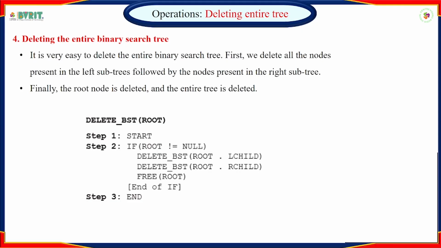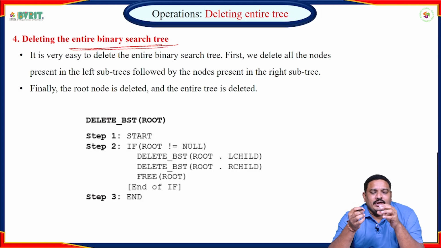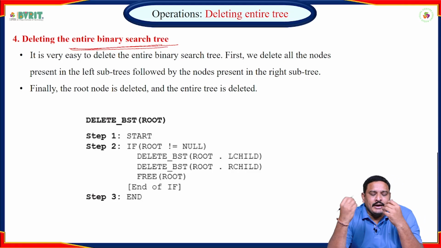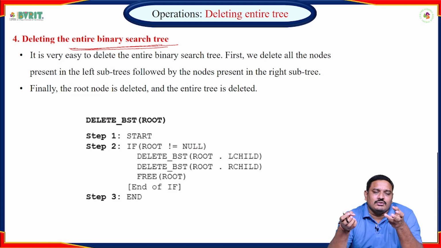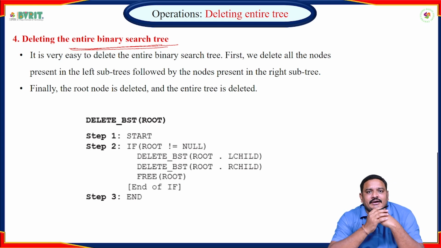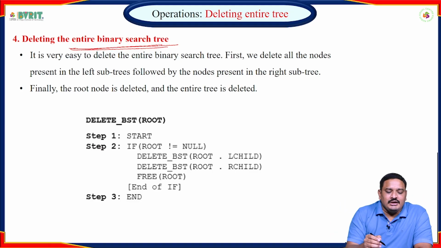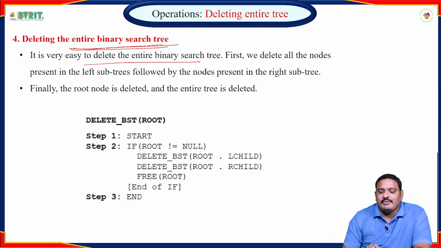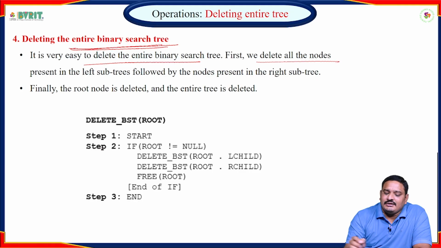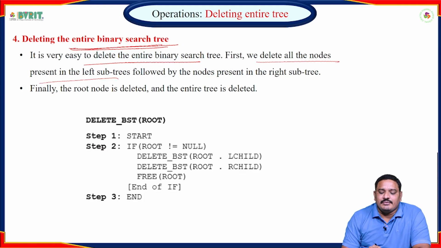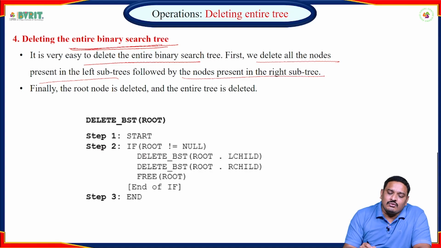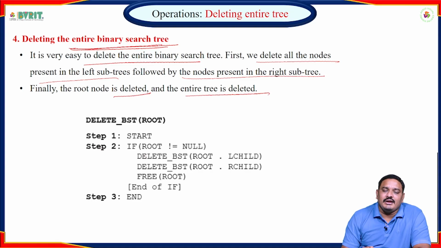Okay. Now the next operation is deleting the entire binary search tree. Up to now we have been inserting nodes or deleting some nodes. Now we are deleting the entire binary search tree. It is very easy. First, we delete all the nodes present in the left subtree, followed by the nodes in the right subtree. Finally, the root node is deleted and the entire tree is deleted.